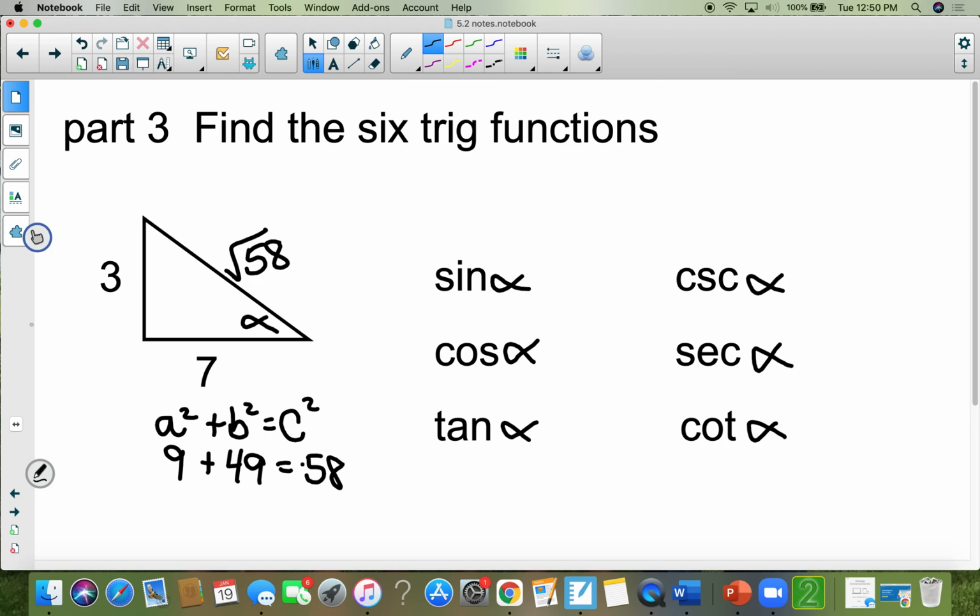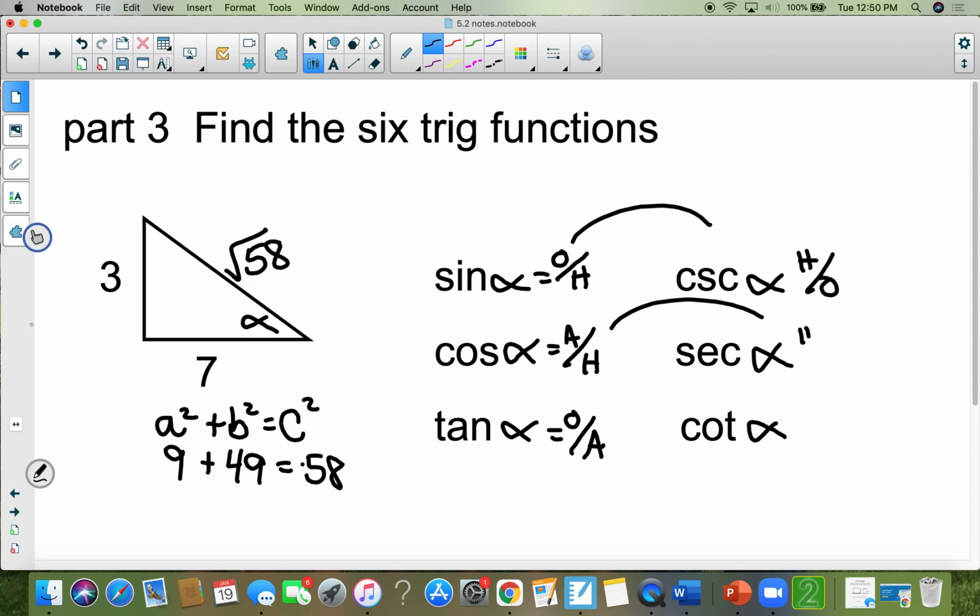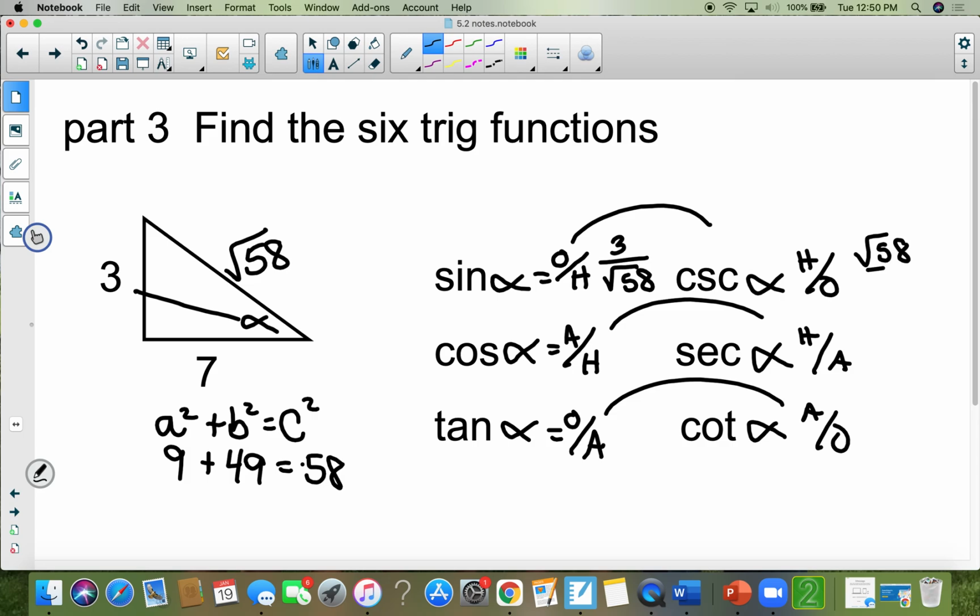So the sine, I like writing the formulas down. Opposite over hypotenuse. Cosine, adjacent over hypotenuse. Tangent, opposite over adjacent. And these two are reciprocals of each other. These two are reciprocals of each other. And these two are reciprocals of each other. So the sine is opposite over the hypotenuse. So I'm just going to do the reciprocal of it for this one. Cosine is adjacent over hypotenuse. Reciprocal, square root of 58 over 7.